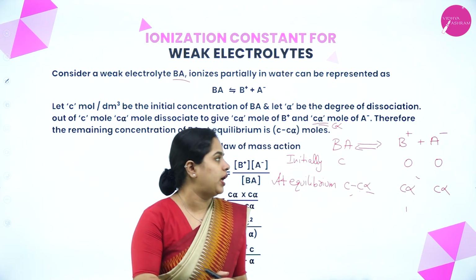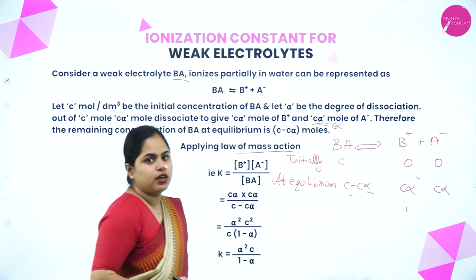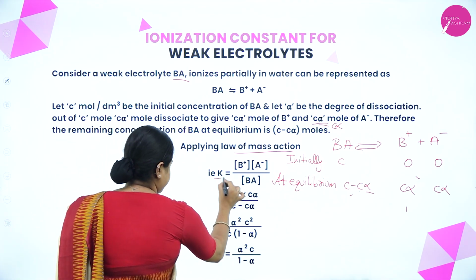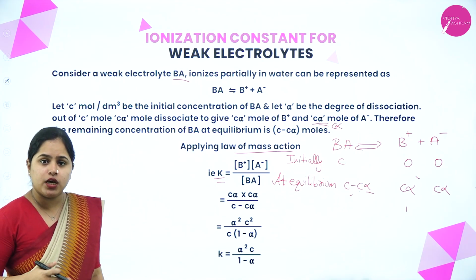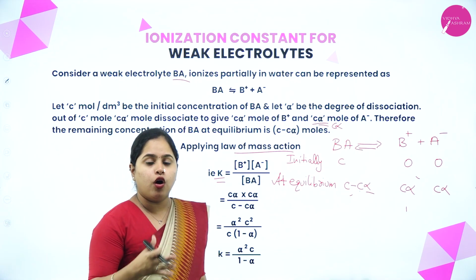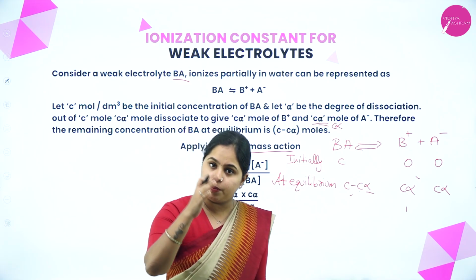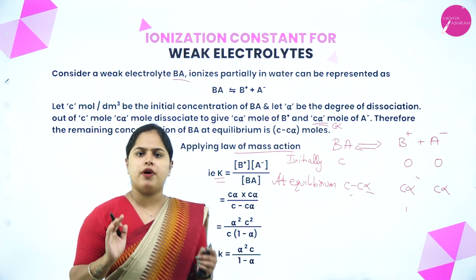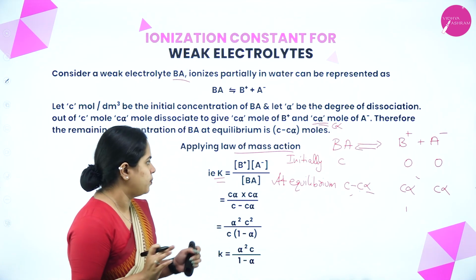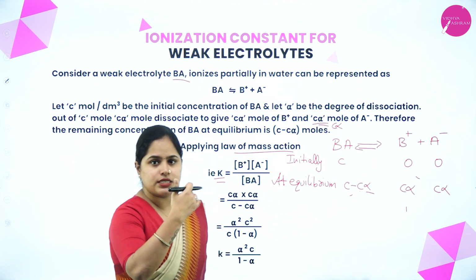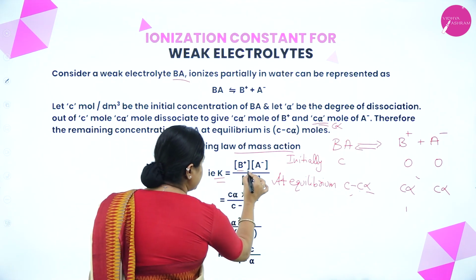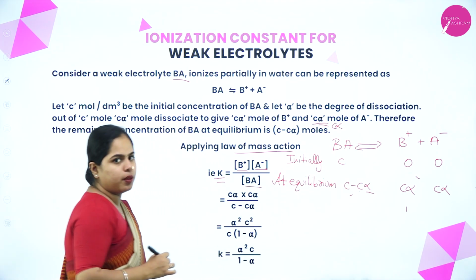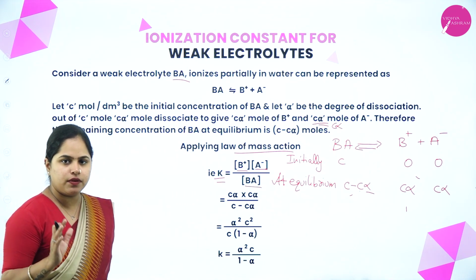Now we are going to apply the law of mass action, which we have already studied. What is the law of mass action? The equilibrium constant will be equal to the product of molar concentration of the products divided by the product of molar concentration of the reactants raised to the power which is equal to their stoichiometric coefficient. So in this equation, what are the products? It is the dissociated ions, right? So it is the molar concentration of B plus into A minus divided by BA. So this law of mass action we have already studied.